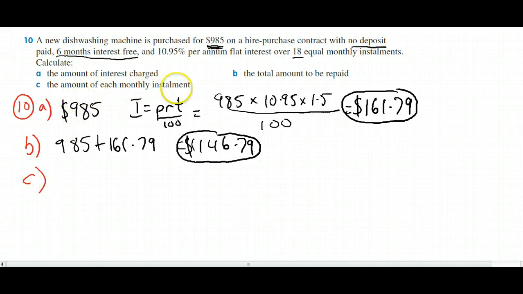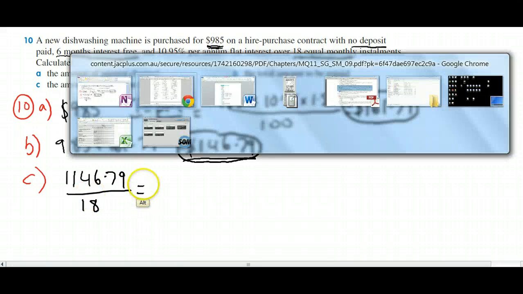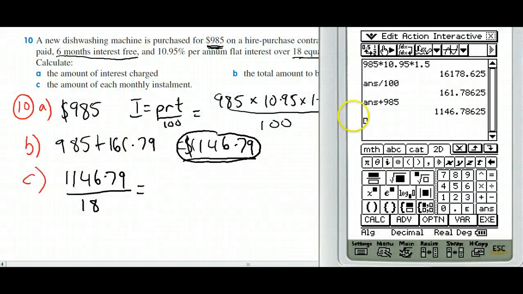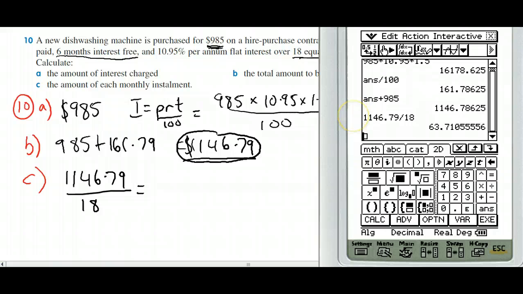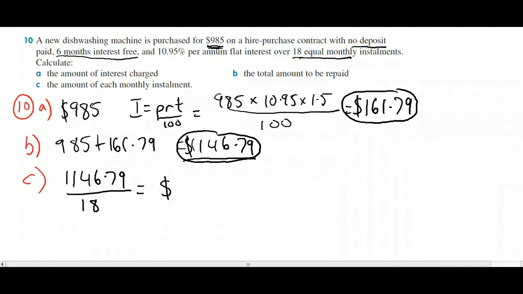Now finally, the amount of each monthly installment. If there's 18 equal monthly installments and the total amount that they're going to amount to is 1146.79, then to work out what each monthly installment is, we just need to divide 1146.79 by the number of monthly installments, 18, and we will get the amount per installment. So 1146.79 divided by 18 gives us 63.71. That's the amount of each monthly installment.